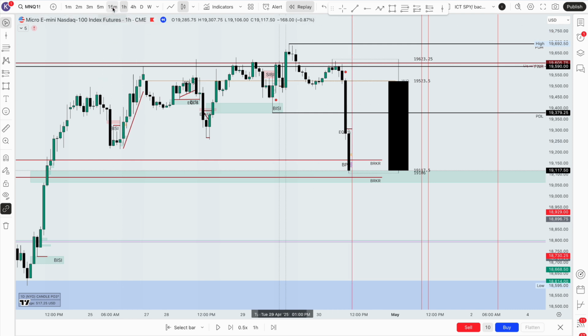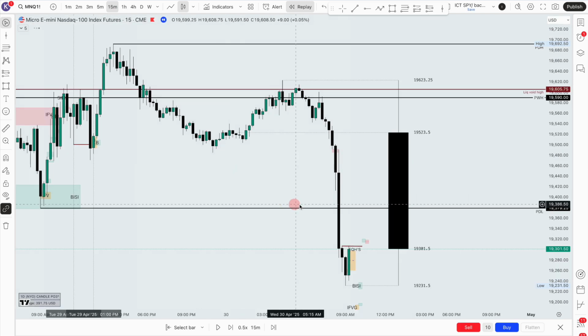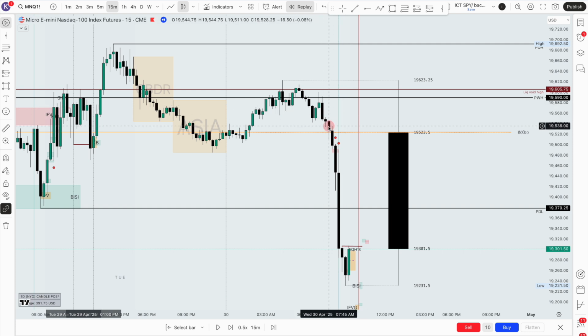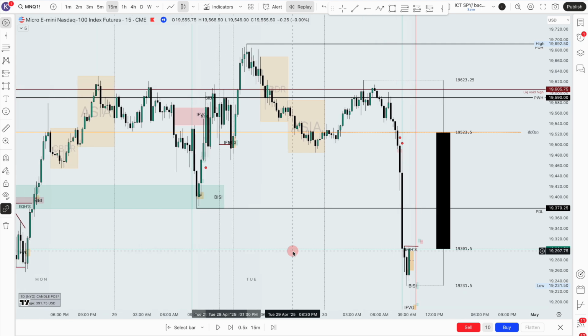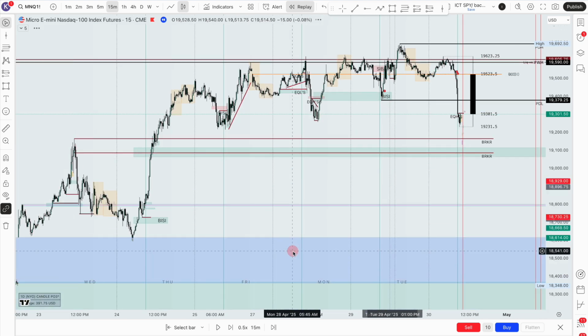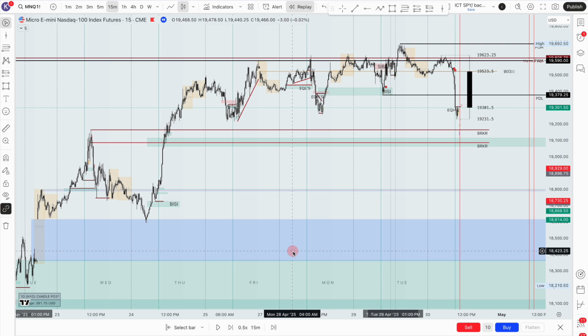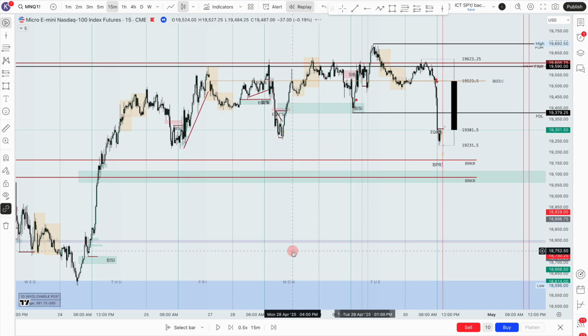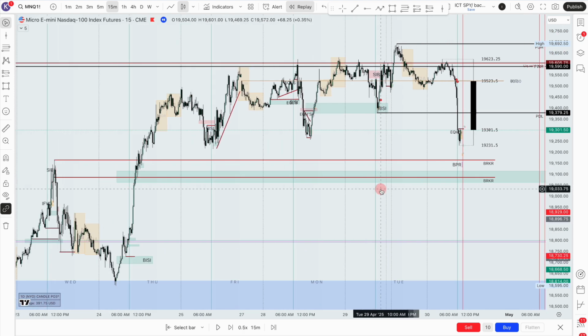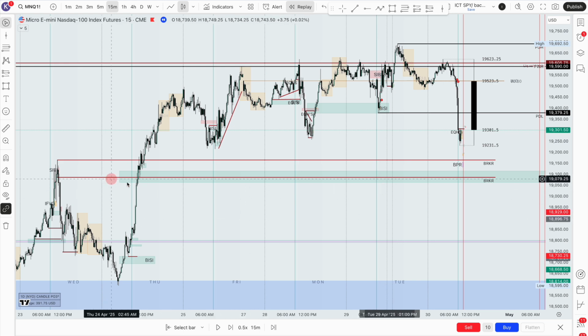We go to 15 minutes, and we can see there was a lot of imbalances that the market left. This was today's news, and after the news the market slammed lower. Okay, yep, this was basically the charts we have. Let's go to 1 hour again.